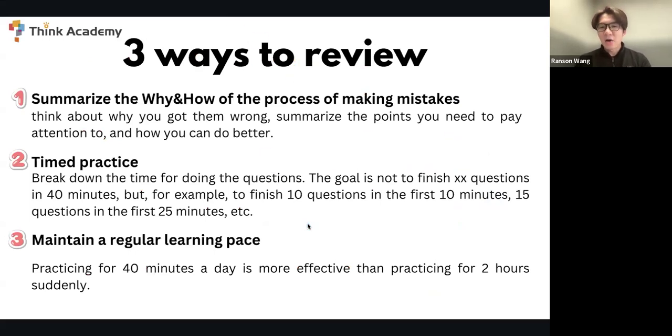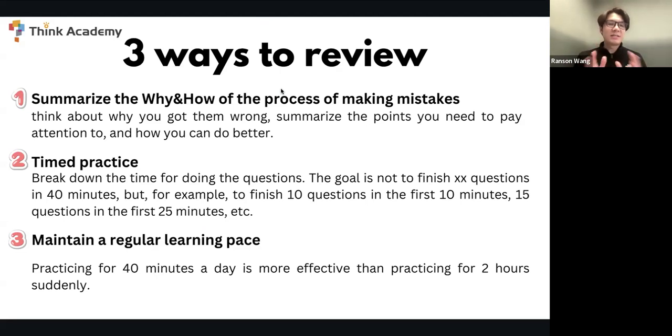First of all, summarize the why and how of the process of making mistakes. Try to stress the importance of the progress, not just the result. This will also help our students adjust their mindset. The second one is to use time to practice. Timed practice does not mean you have to finish 20 or 15 questions within 40 minutes. Instead, we can help our students set a clearer goal. For example, finish 10 questions within the first 10 minutes, 15 questions in the first 25 minutes, et cetera.